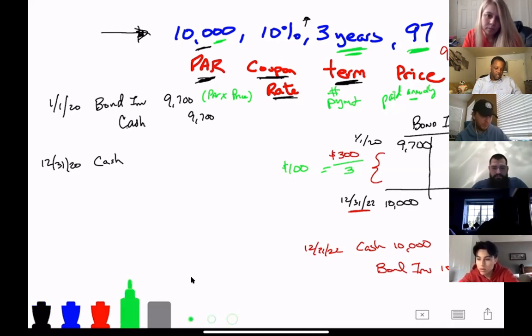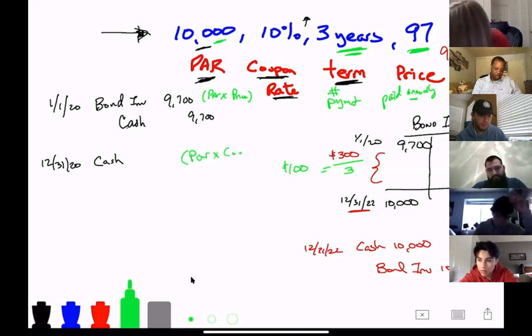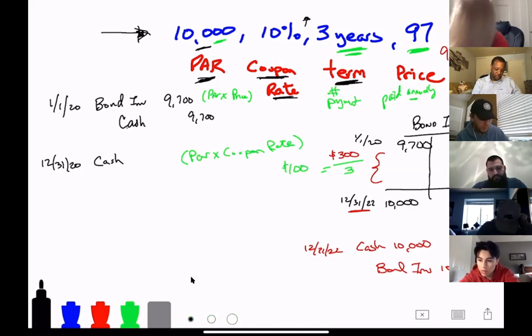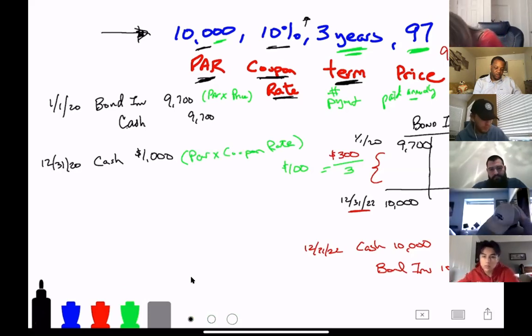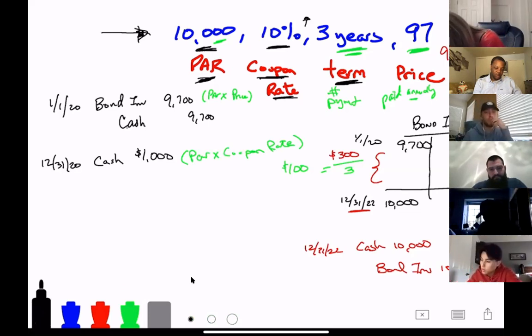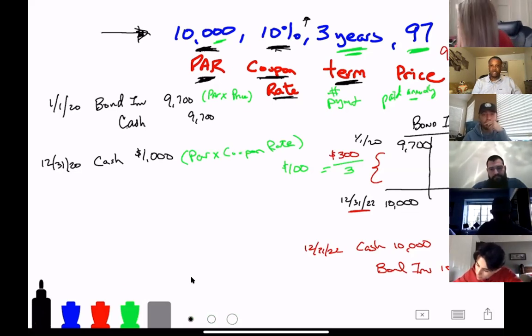Close, close, close. To get the cash received, it's the par times the coupon rate. Oh, so 1,000. Right? This contract says I'm going to pay you 10% of the par value. Coupon rate times the par value. That's the amount of interest you're going to get paid.